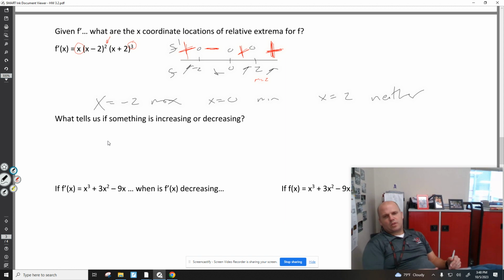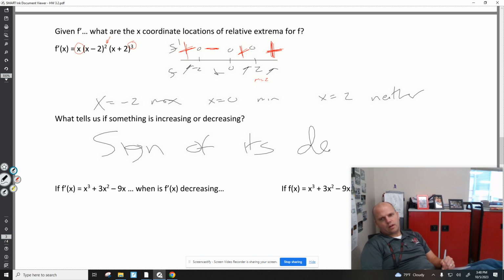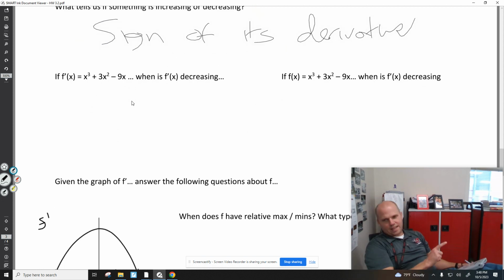What tells us if something is increasing or decreasing? The sign of its derivative. Why did I say that now? Why did I say that at the beginning of the lesson? Because watch this question. This is the challenge. When is f prime decreasing? We're going to talk more about f prime increasing and decreasing next class.